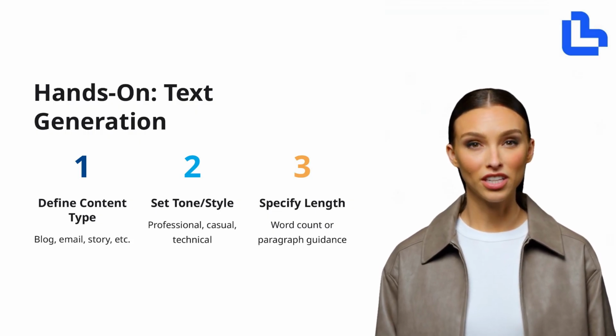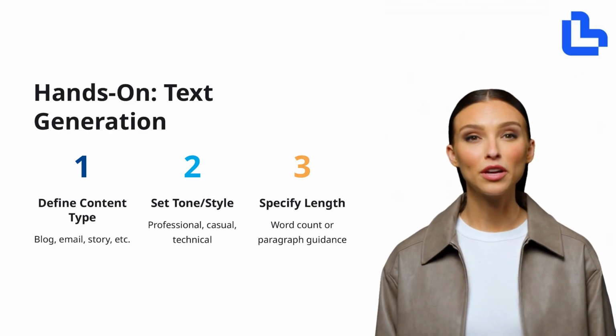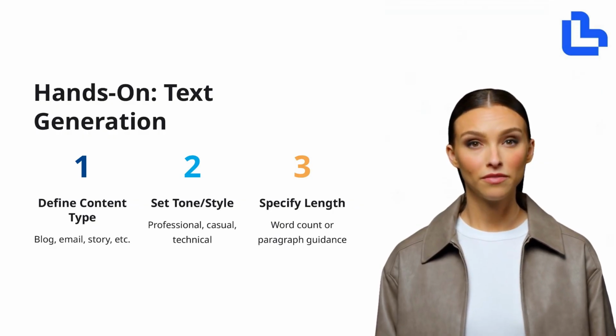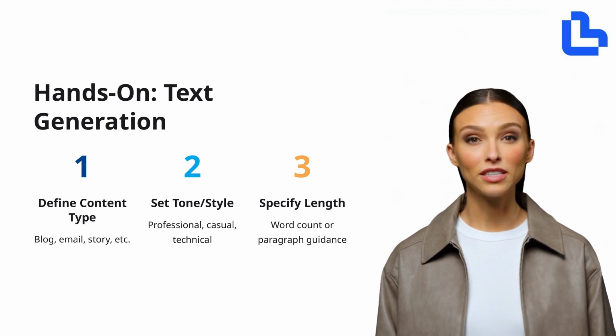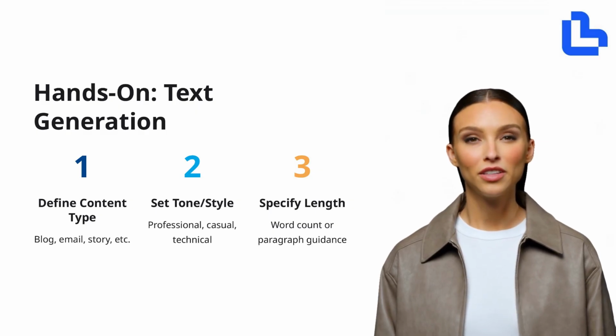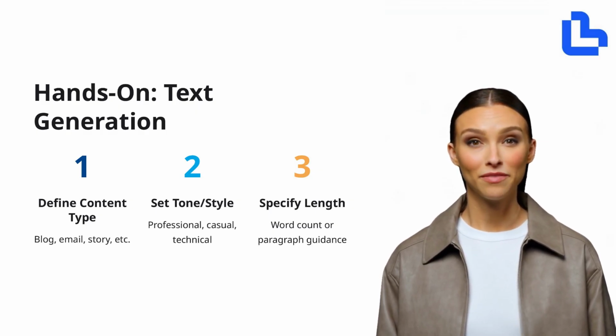Next, set the tone and style. Should the text be professional, casual, technical, persuasive, or playful? For example, a product update email to enterprise clients will sound very different from a tweet announcing a new feature to consumers. The more clearly you define the tone, the more aligned the output will be with your brand voice.